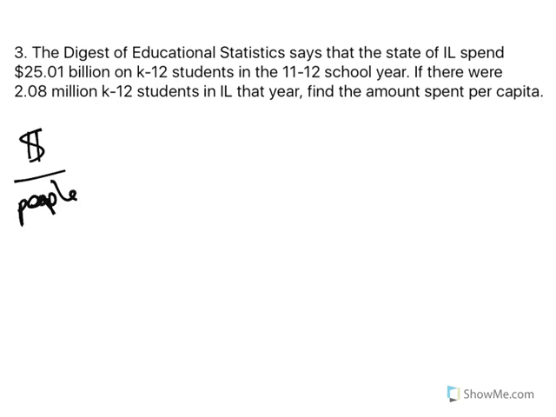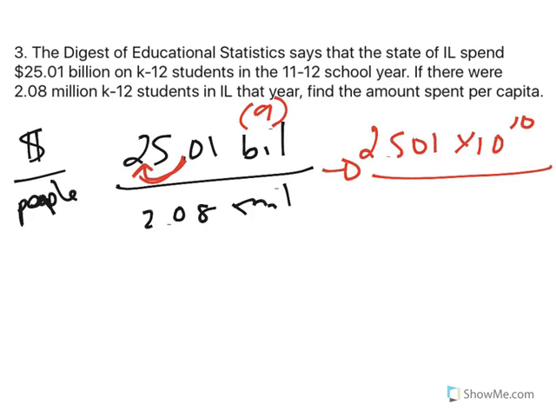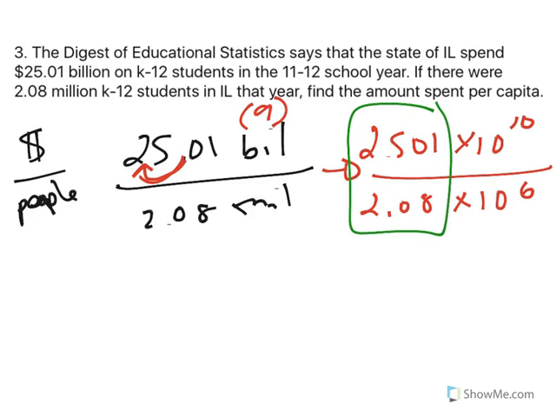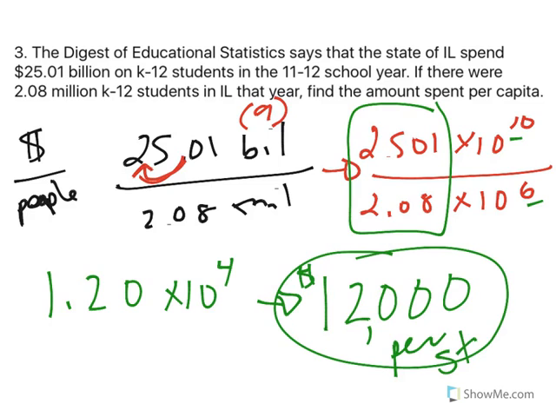Spend money over people. So they spent $25.01 billion for their 2.08 million. All right, again, let's change this. Now, billion we know means 9, but I want to move this over, so 10. So 2.501 times 10 to the 10th, because billion plus I moved it once, over the 2.08 million means 6. So when I divide 2.501 divided by 2.08, I get 1.20 times 10 to the 10 minus 6 is 4. Let's move that to standard form by moving my decimal to the right 4 places, because it's positive, so 1, 2, 3, 4. And the state of Illinois spends $12,000 per student.